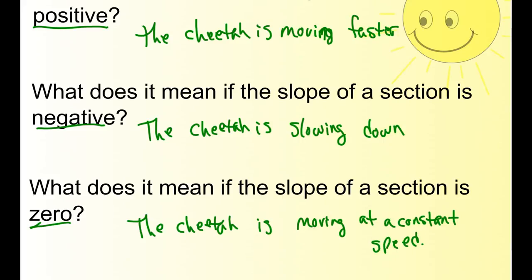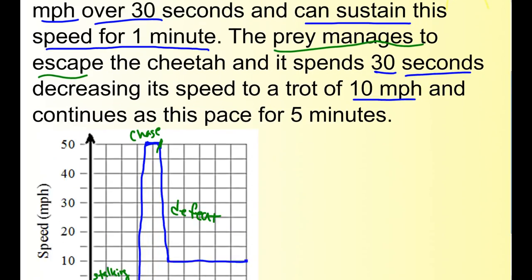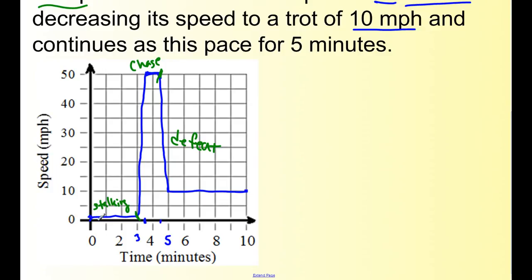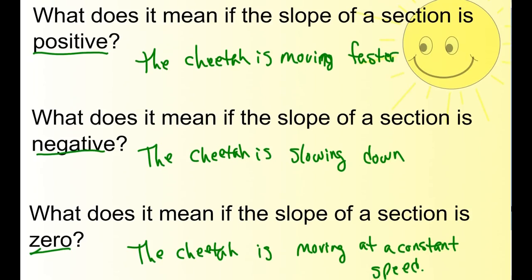So, at the beginning, it was moving at a constant speed of 2 miles per hour. It was stalking. It was just slowly moving. Here, it was moving at a constant speed of 50 miles per hour while it was chasing its food. And down here, it is moving at a constant speed of 10 miles per hour as it's just kind of trotting back to its other group of cheetahs, or whatever it was doing.